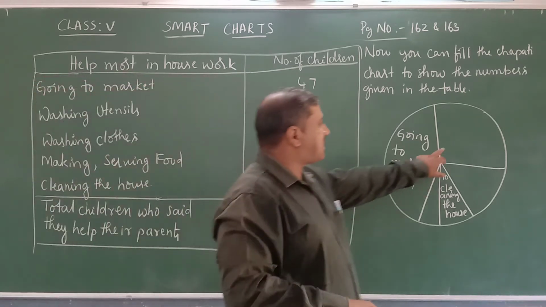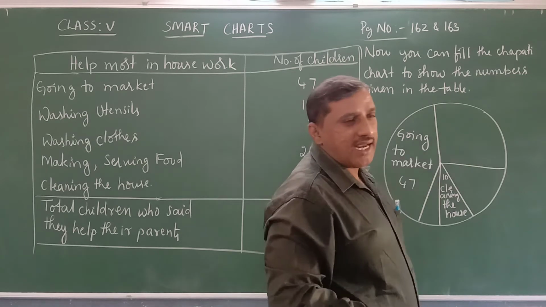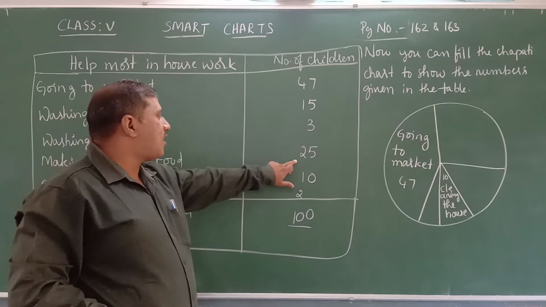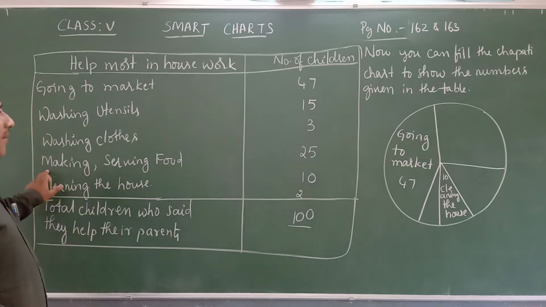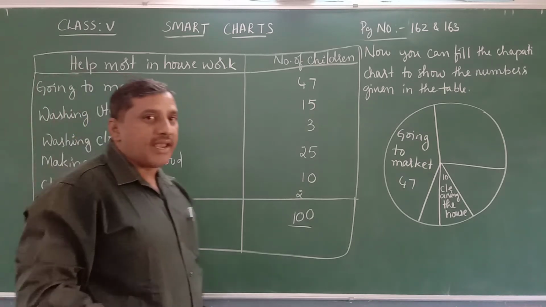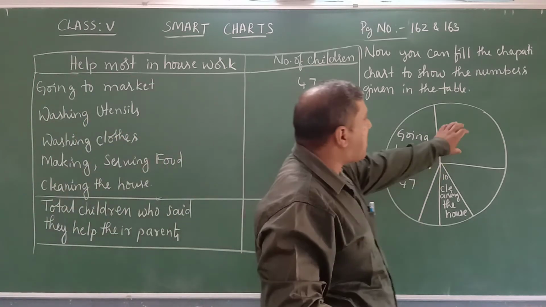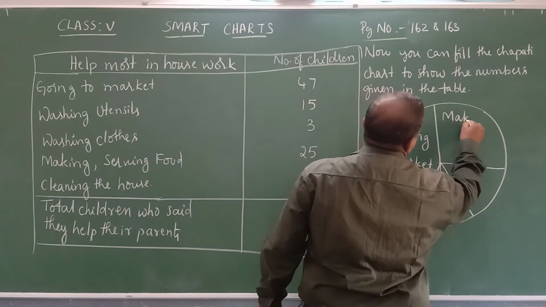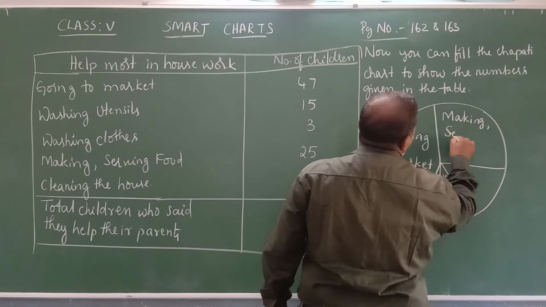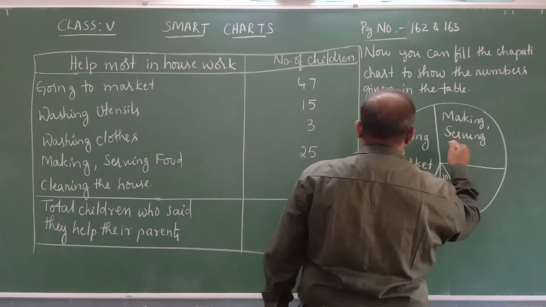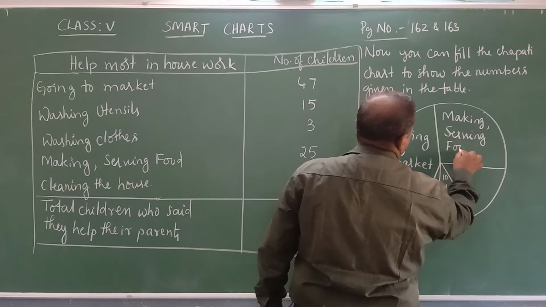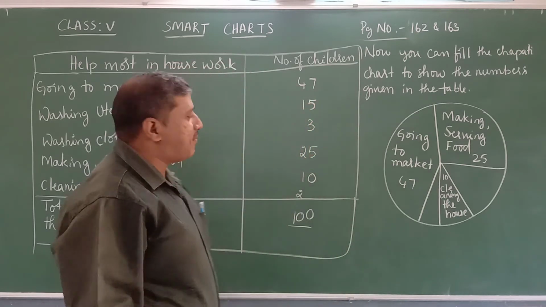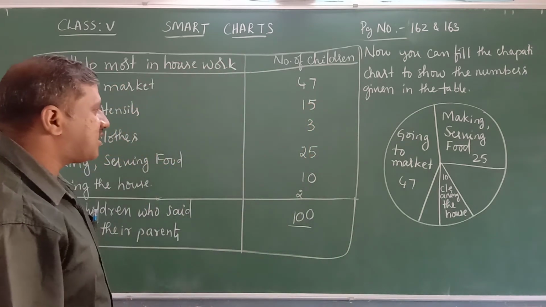Next, you see this is the second biggest part in the chapati chart. Which is the second highest number? Yes, it is 25. And what is the work related to 25? Making and serving the food. So this part will give us making and serving the food. How many children is it? 25 children are helping their parents in making and serving the food.